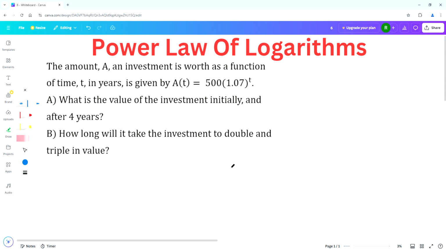In this video, we'll solve this word problem using power law of logarithms. As per the problem, the amount A an investment is worth as a function of time t in years is given by A at t equals 500 times 1.07 to the power t. In part A, we have to find the value of the investment initially and after 4 years. Let's start with part A.